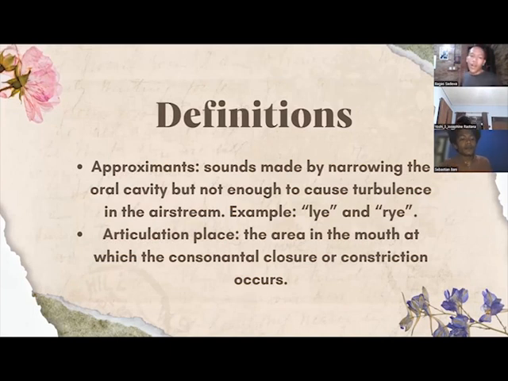Approximants: sounds made by narrowing the oral cavity, but not enough to cause turbulence in the airstream, for example, L and R. Place of articulation: the area in the mouth at which the consonantal closure or constriction occurs. Next, please.